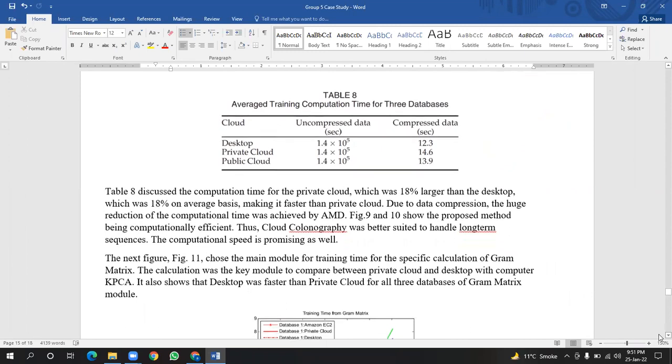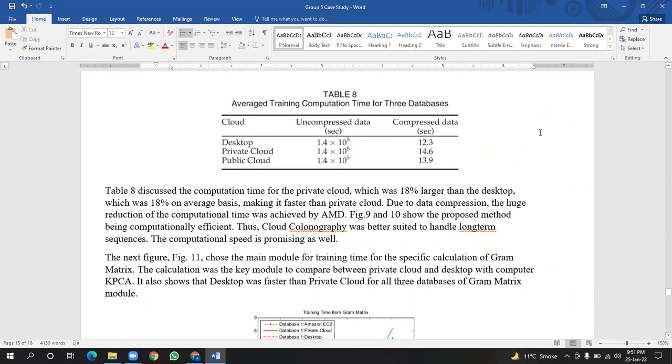In table 8, as you can see, they have discussed the computation time of private cloud, which was 18% larger than desktop. But on an average basis, it was also 18%, making desktop faster than private cloud. Due to data compression, the huge reduction of the computation time was achieved by AMD. Figures 9 and 10 also show the proposed method being computationally efficient. Thus, cloud chronography was better suited to handle long-term sequences, not short-term.